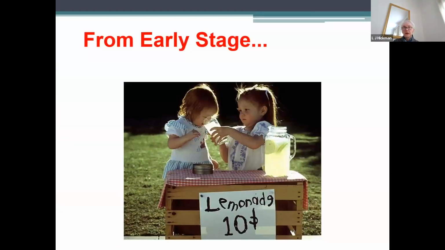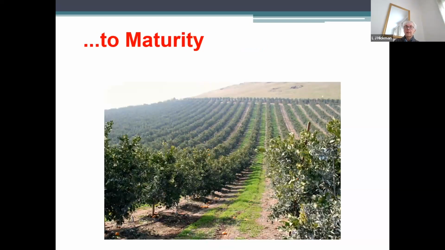So for the course, we're looking at it from all angles, but we do start from the beginning and we go through maturity when the lemonade stand has turned into a lemonade industry.